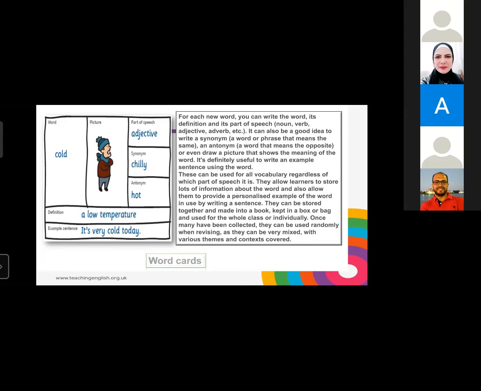From time to time, we can erase or rub the word and write another word and stick a flashcard. And we can ask the learners themselves and encourage them to refresh their minds. Is it a noun or a verb? Can you give a synonym, if they are higher levels, of course? Can you give an antonym or an opposite? Can you give a definition, please?